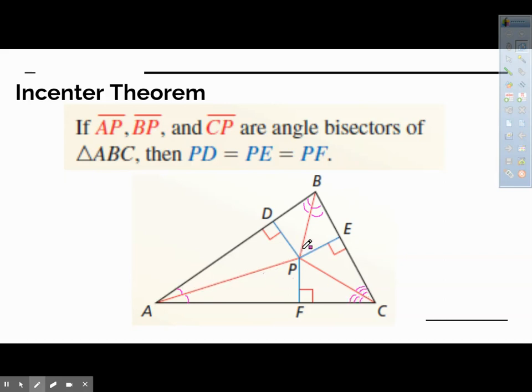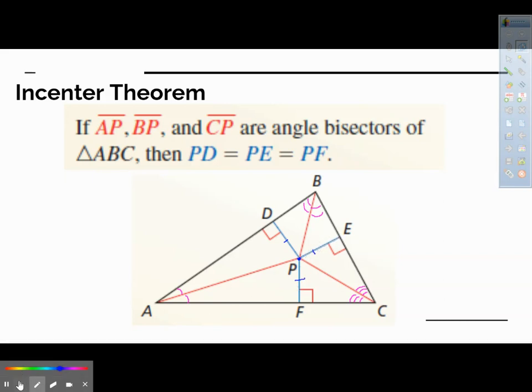So all the red segments are angle bisectors. Now, where they meet is called the incenter. So this is the incenter, this point here. What this means is from the incenter to each of the sides will be the same length. So PD would be congruent to PE, which would also be congruent to PF. So all three of these blue lines would be the same length. So they go backwards from each other. The angle bisectors, the incenter is the same distance to the sides.